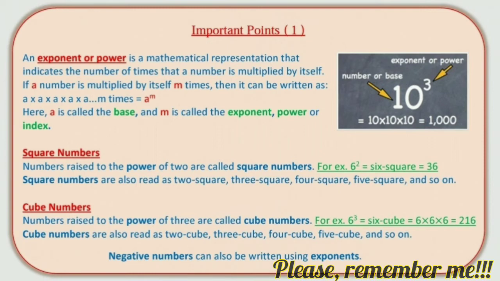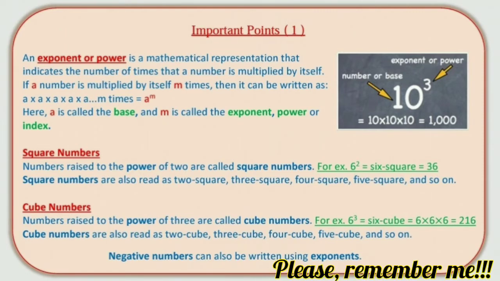An exponent or power is a mathematical representation that indicates the number of times that a number is multiplied by itself. If a number is multiplied by itself m times, then it can be written as a into a into a into a into a, m times, is equal to a raised to m. Here a is called the base and m is called the exponent, power or index.